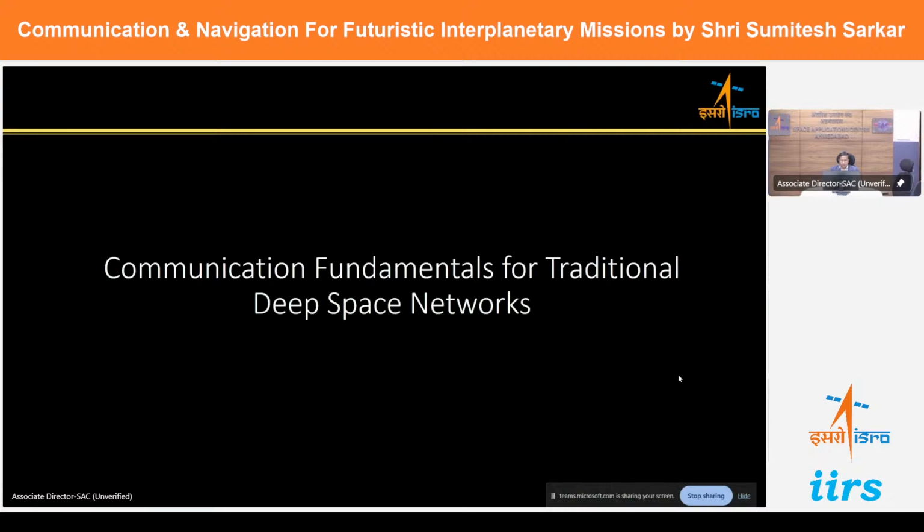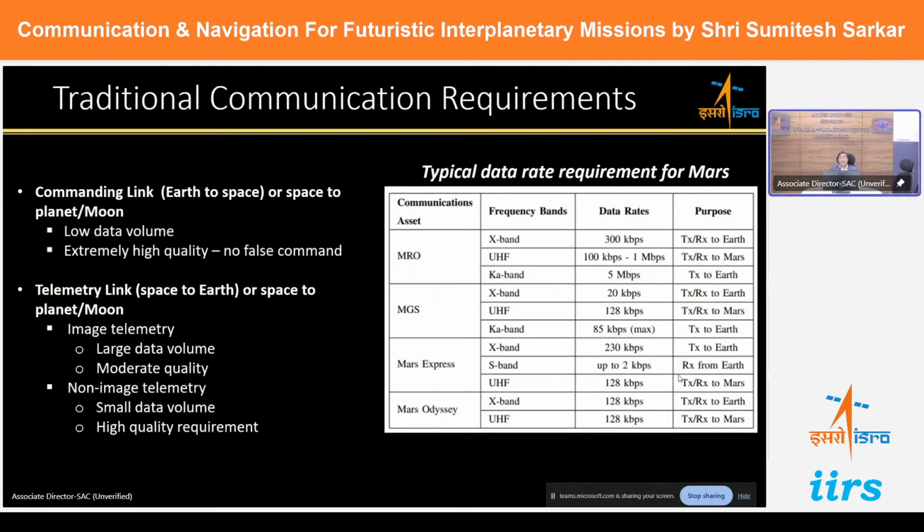Next. If you move on from this traditional deep space network to the next slide, you see the traditional requirement. This DSN, whatever I mentioned earlier, operates mostly in two frequency bands, S and K. These are all radio frequencies, the S and K bands.